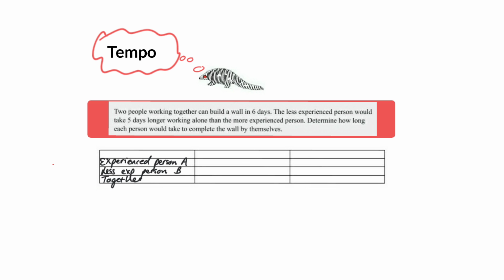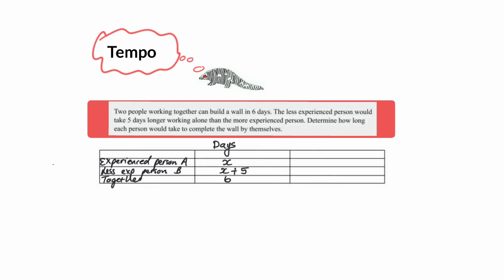The unit they are building it in is days, the time unit. So all of them are building in days. We must always check that the unit is the same for all the persons. Days. How many days does experienced person A take? Well, that we don't know, so we make it x. We know that less experienced person B will take 5 days longer. That's x plus 5. And we know that together they will take 6 days.